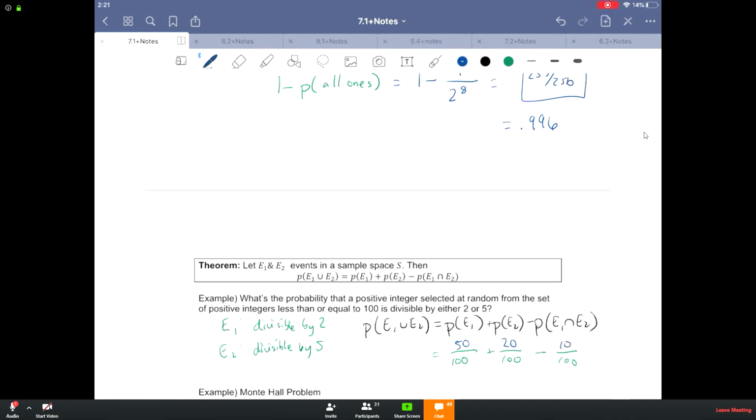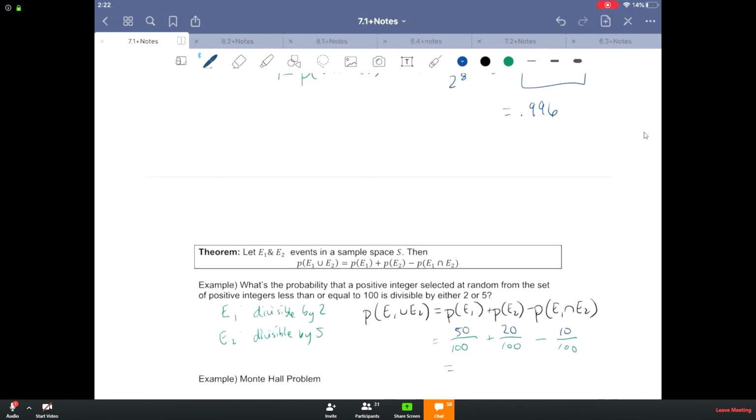All right, where does that 10 come from? Well, if it's divisible by 2 and it's divisible by 5, then it's divisible by 10. So you're dividing by the product of those two. 100 divided by 10, there's 10 of them: 10, 20, 30, 40, 50, 60, 70, 80, 90, and 100. There's 10 of those numbers that are divisible by 10.